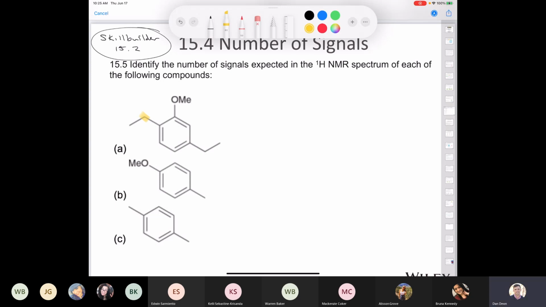Could anybody answer that? So the answer is they are chemically equivalent. How do I know that? They're chemically equivalent because I know that there is a CH2 here, and there are no chiral centers in the molecule. There's no chiral center anywhere in here. So by definition, these two protons are chemically equivalent.